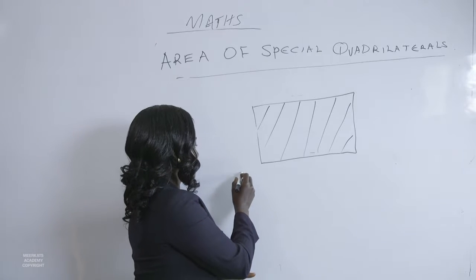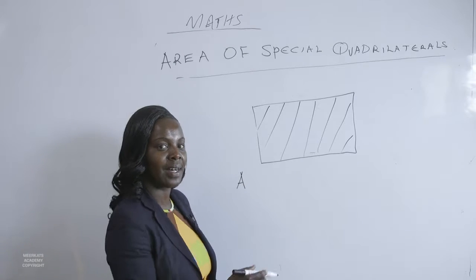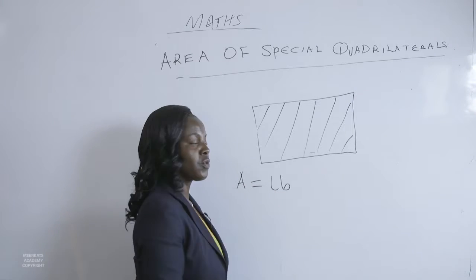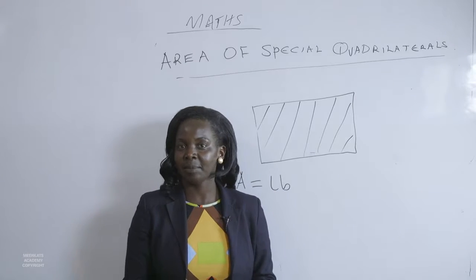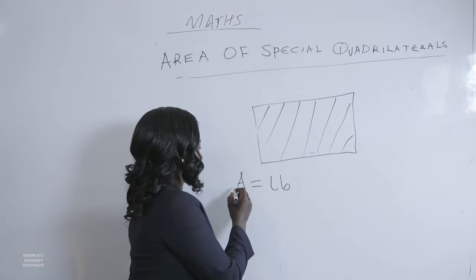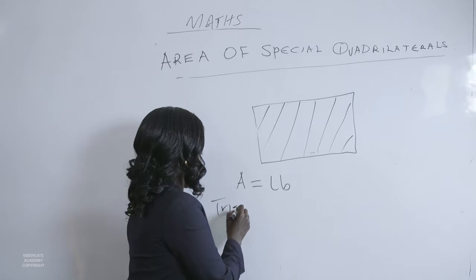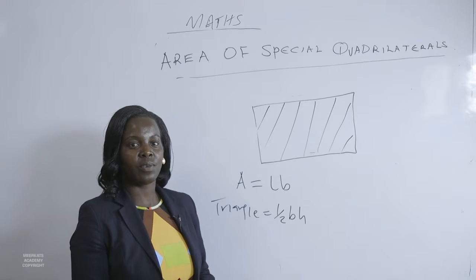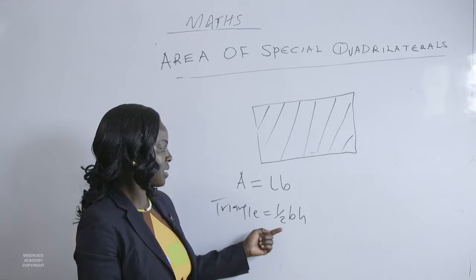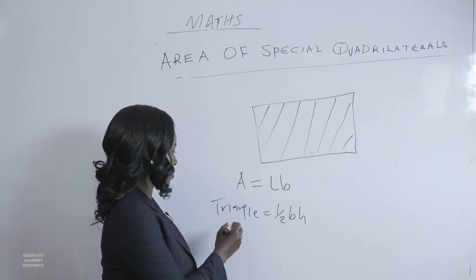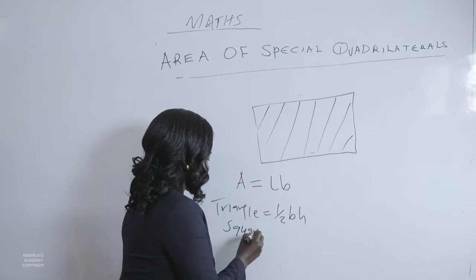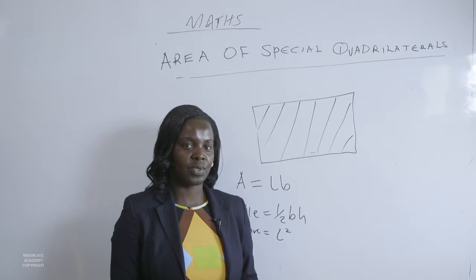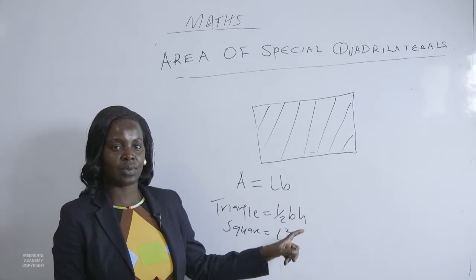For example, we said if you want to calculate the area of a rectangle, you use the rule length times base. While for a triangle, we said you calculate using this rule, which is a half base times the height. While the square, you calculate the area using the rule L squared.